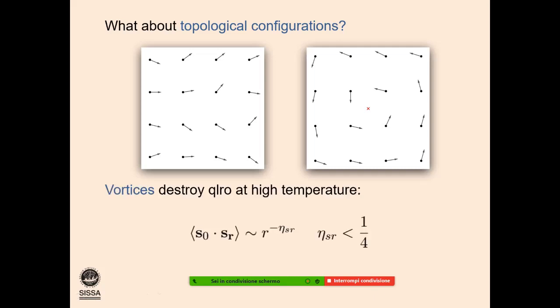Kosterlitz and Thouless basically showed with a renormalization group argument that these vortices, or rather the vortex pairs, are relevant only at high temperature, and in particular they become relevant as soon as this parameter eta here, which is the temperature dependent anomalous dimension, becomes greater than 1/4, so that only the fixed points with eta less than 1/4 are actually stable under this topological excitation.